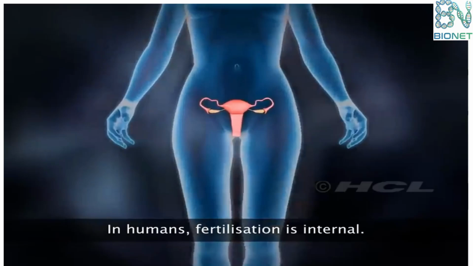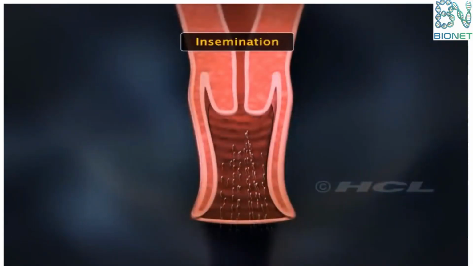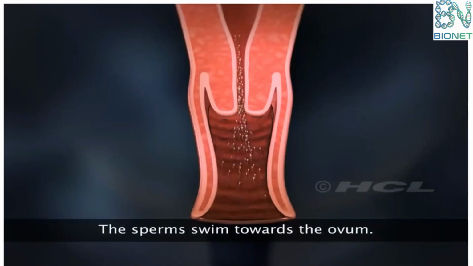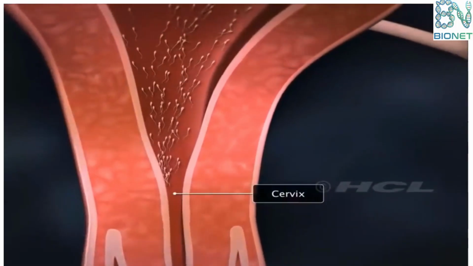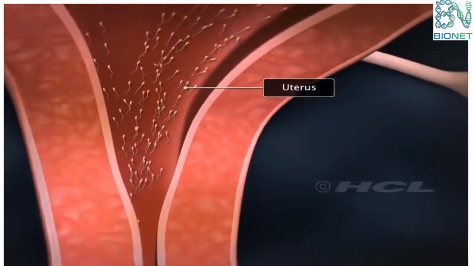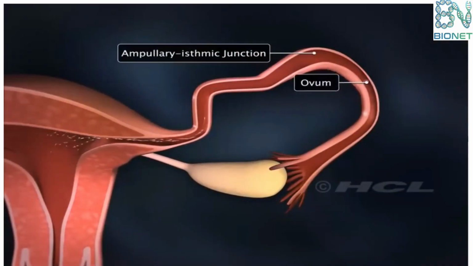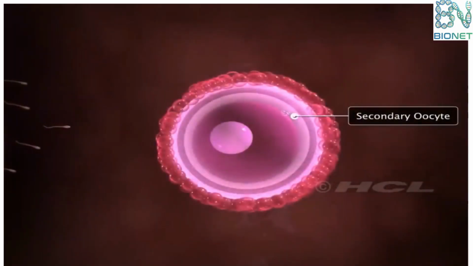In humans, fertilization is internal. During copulation, semen is deposited in the vagina by the process of insemination. The sperm cells deposited in the vagina swim towards the ovum. They pass the cervix to the uterus, then to the fallopian tube, where the oocyte is waiting. Of course, these sperm cells are acquiring their fertilizing capacity as they are moving in the female genital tract.